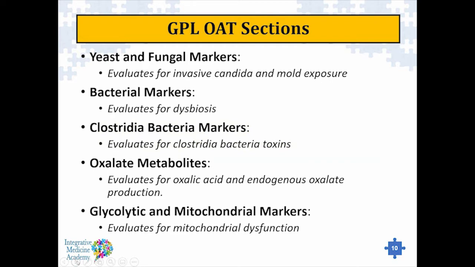So when we look at a general OAT, right, it's got multiple sections. It's got yeast and fungal markers that indicate invasive candida and mold exposure, bacterial markers that could relate to irritable bowel or even small intestinal bacterial overgrowth, the Clostridia bacterial markers, which have high correlation to digestive system problems, but also brain and neurological issues because those toxins interfere with the nervous system. Oxalate metabolites for kidney stones and chronic pain linked to oxalic acid production. And then there's this whole category of mitochondrial markers to evaluate for mitochondrial dysfunction.